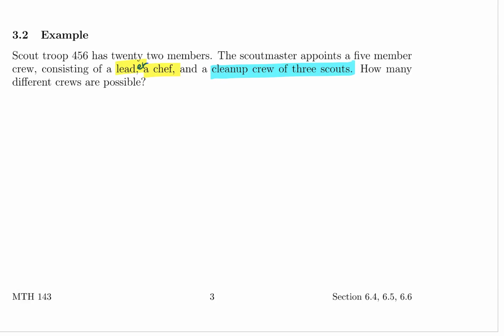So there's a couple different ways that we could do this problem. The way that I sort of think of it is, first, I'm going to choose my 5 scouts, and then once I have those 5 scouts, then I can organize them into a leader, a chef, and a cleanup crew. So then I can organize them.